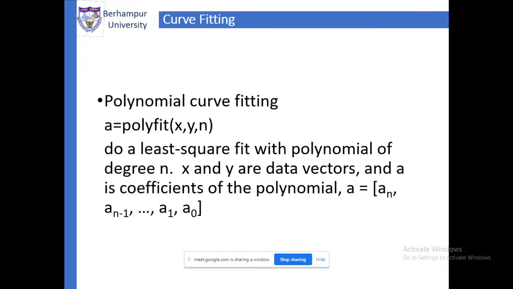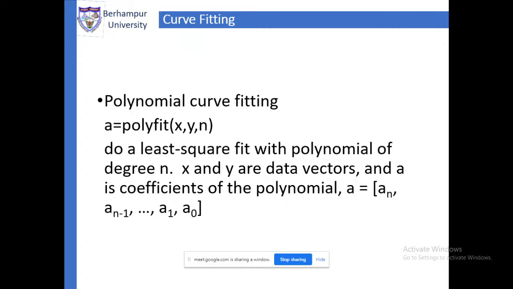To do this, we use the function polyfit, which does a least square fit. Least square fit means least square error, so the error will be minimum. Then why is it a square?